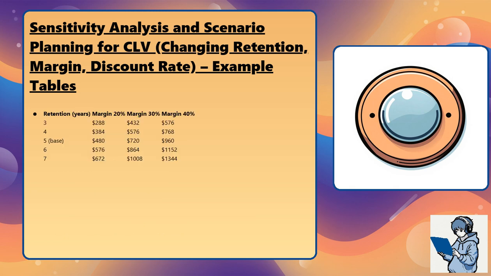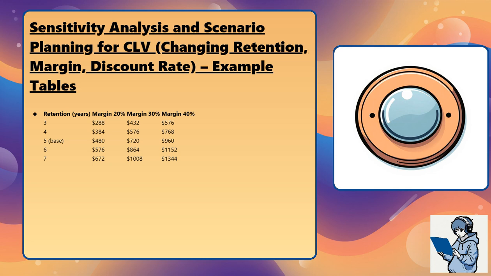Retention 3 years with margin 20% gives $288, margin 30% gives $432, margin 40% gives $576. Retention 4 years gives $384, $576, and $768 respectively. Retention 5 years base gives $480, $720, and $960 respectively.